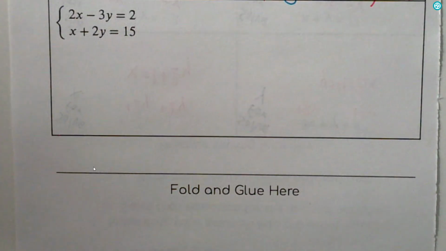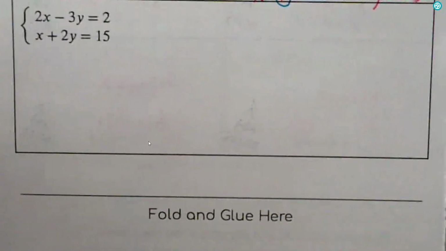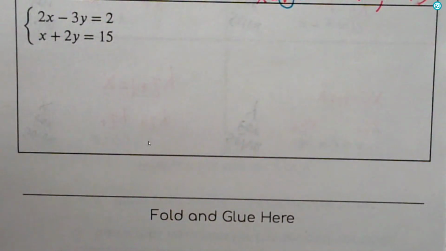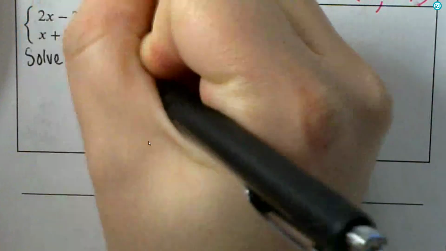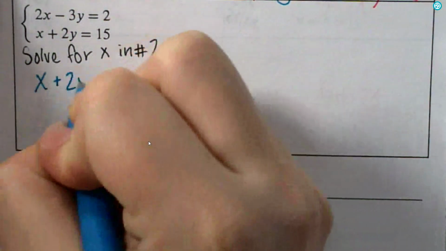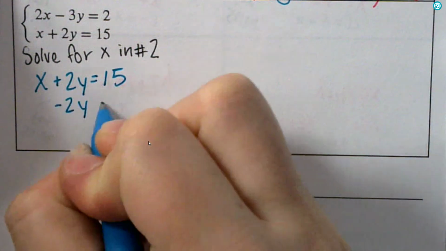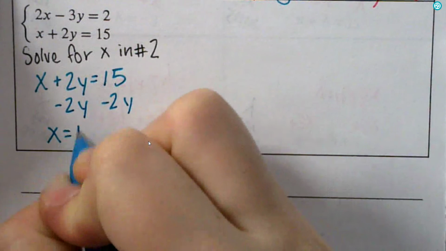Hey, 2x minus 3y equals 2. X plus 2y equals 15. What is closest to being by itself out of those 1, 2, 3, 4 variables? Which x? The x in the bottom of the equation. So I'm going to write a little note to ourselves of what we're doing. We're solving for x in number 2 this time. So I'm going to take my equation number 2. X plus 2y equals 15. And I'm going to solve for x. So I'm going to subtract 2y from both sides. I get x equals 15 minus 2y.